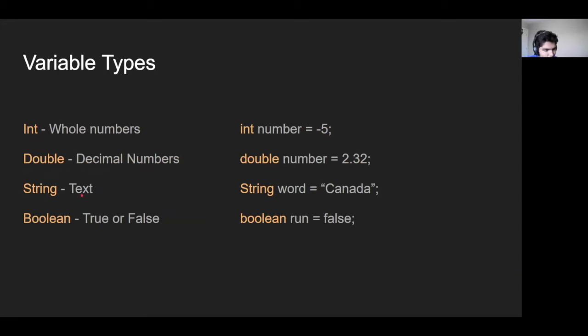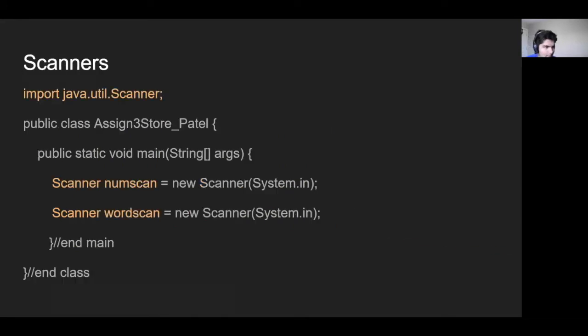Then we have strings, which are used for text. So if we have String word equals, in quotations, Canada, and then a semicolon to end that. And finally, we have boolean, which is true or false. Those can be the only two things it's defined as. For example, boolean run equals false, semicolon. Boolean statements are typically used with while loops in order to determine whether that loop is continuously running, and we can set it to a certain value if we want it to stop at any point.